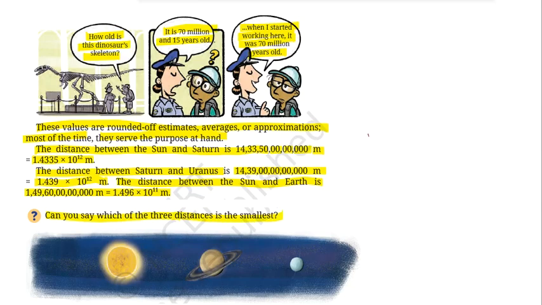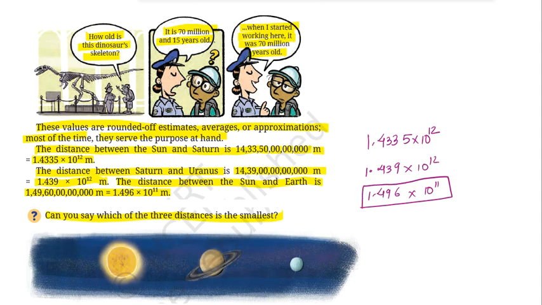So what I could see is 1.4335 into 10 to the power of 12, right? उसके बाद एक distance है 1.439 into 10 to the power of 12. And then you have 1.496 into 10 to the power of 11. So this is the smallest distance. Why? Because this has been just raised to the power of 11. That means जो बाकी के दो distance हैं वो 10 times greater है, approximately 10 times greater है. So this is the smallest distance.